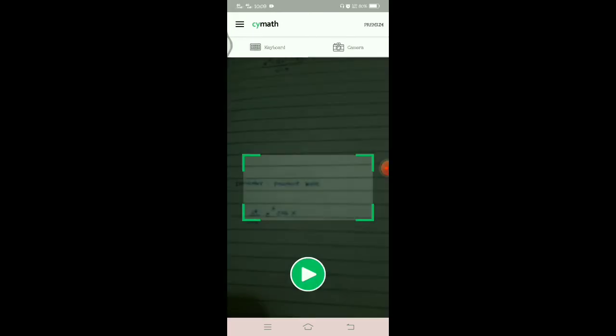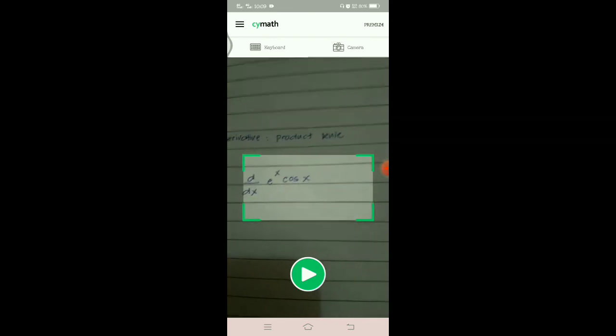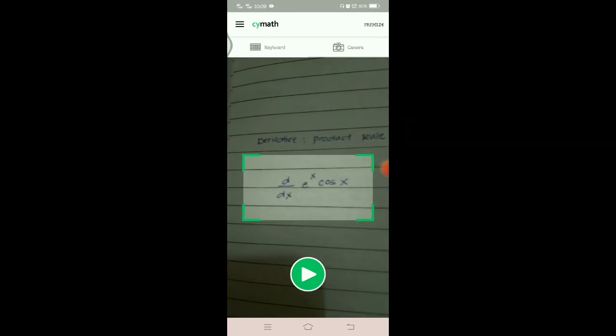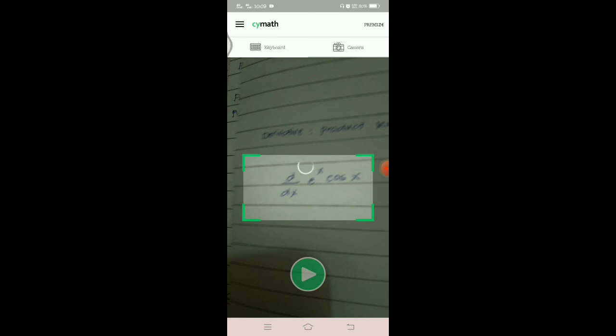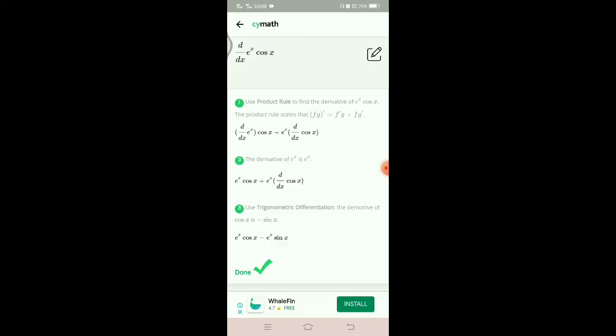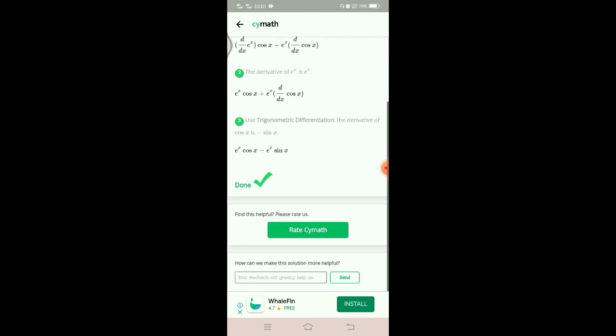So, there is a given problem there, guys. It is the product rule in differentiation. We will scan it. We have here d over dx of e to the power of x cosine x. So in step 1, we use the product rule. The product rule states that... and then we come up with an answer of e^x cosine x minus e^x sine x.